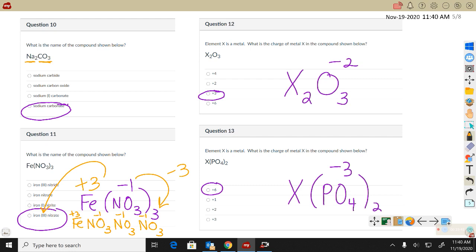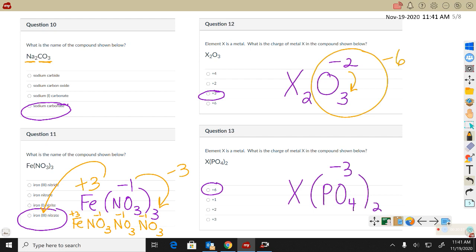12 and 13 where there might be like element X, element Z, or whatever it is. Element X is a metal. What is the charge of metal X in the compound shown below? So kind of like 11, if I want to work this thing backwards, the negative charge on oxygen is always -2. Then I figure out how much total negative charge. Well, oxygen's -2. There are 3 atoms of oxygen. So on the back side, this is going to give me a total charge of -6.